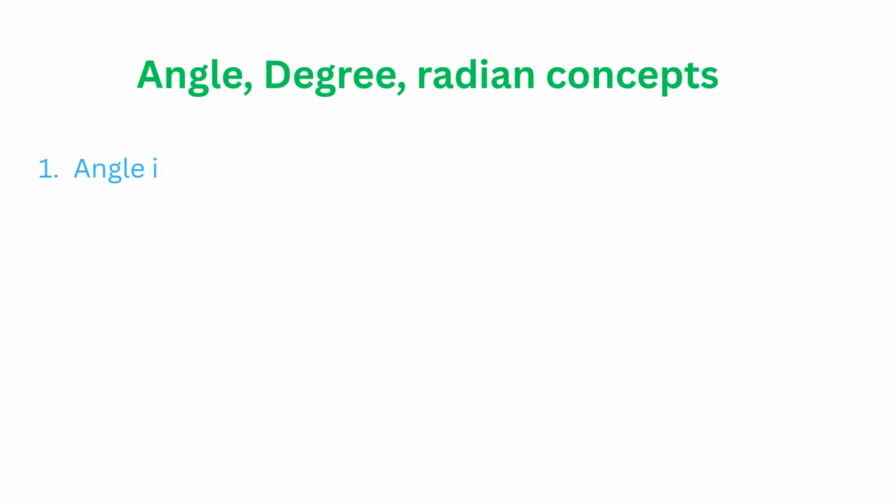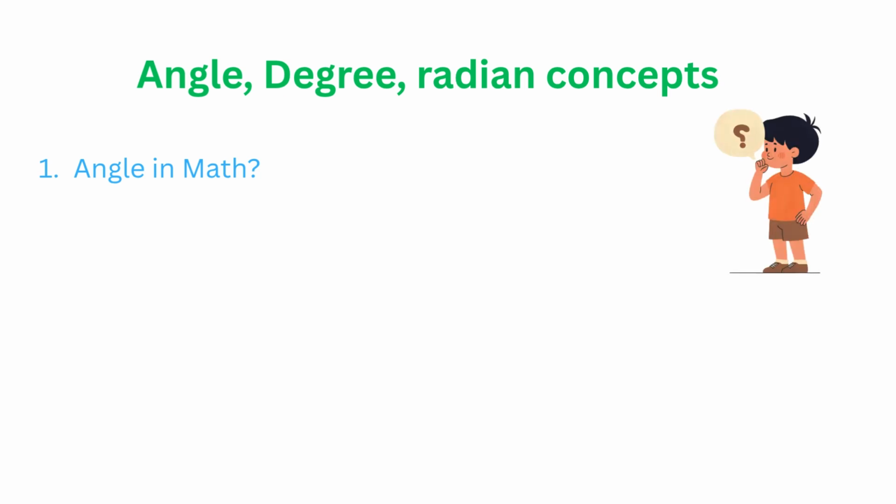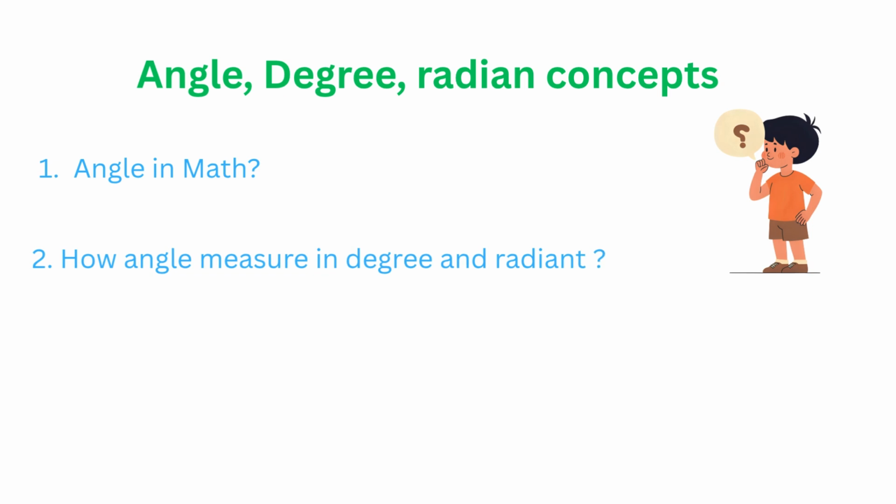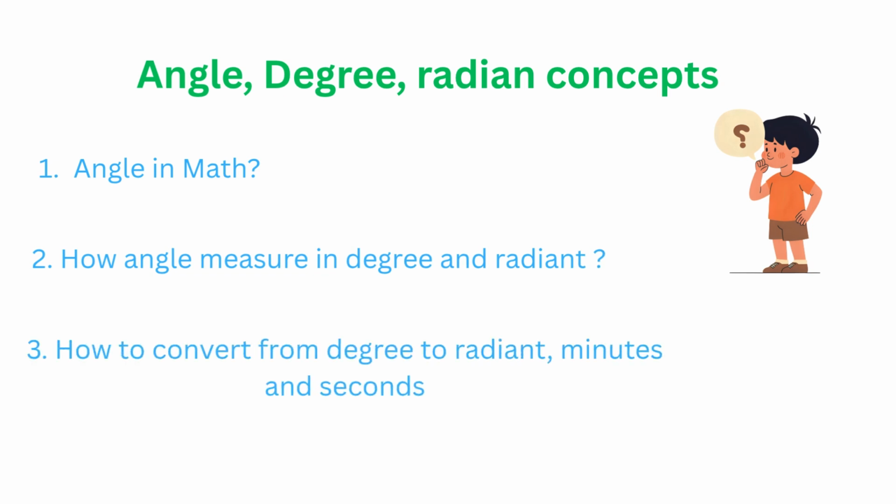Have you ever stopped to think, what exactly is an angle in math? Well, in this part, we're diving right into it. We'll explore what angles really mean, how they're measured in degrees and radians, and how you can easily switch between the two. Let's jump in. To really understand angles, let's think of a clock.